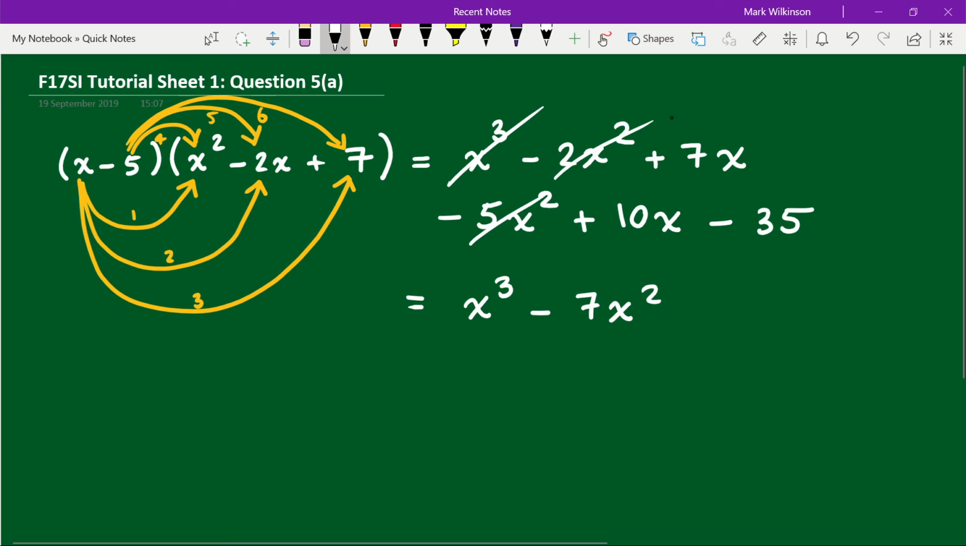What about terms in x? Well, we've got 2 of those. Plus 7x plus 10x. Overall, that will give us plus 17x. And there's our only constant sitting by itself that needs no further modification. That's simply minus 35. And that is the end of the question.